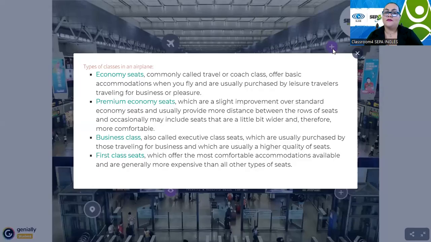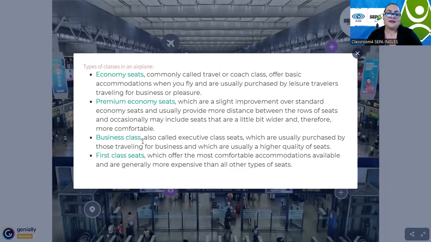Types of classes in an airplane. Economy seats, commonly called travel or coach class, offer basic accommodations when you fly and are usually purchased by leisure travelers, traveling for business or pleasure. Premium economy seats are a slight improvement over standard economy seats. They usually provide more distance between the rows of seats and occasionally may include seats that are a little bit wider and therefore more comfortable.